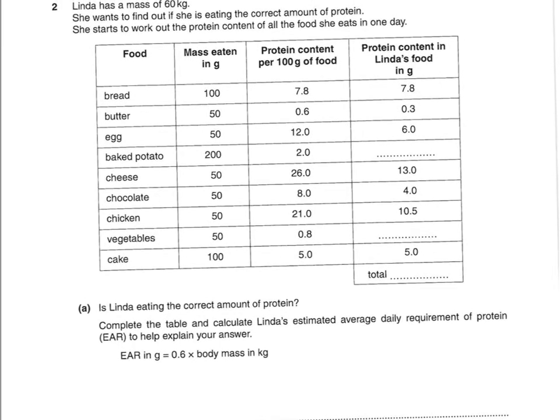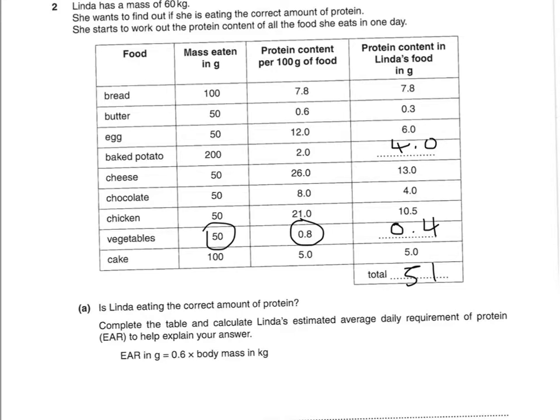So the first thing we've got to do is complete the table. So here's the mass eaten in grams and the protein content per 100 grams of food. So the first one, 200 grams of baked potato, there's 2 grams per 100 grams, that's 4 grams of protein in Linda's food. The next one is 50 grams and 0.8 per 100, so that's going to be 0.4. And then just adding those together, that'll add up to 51 grams.